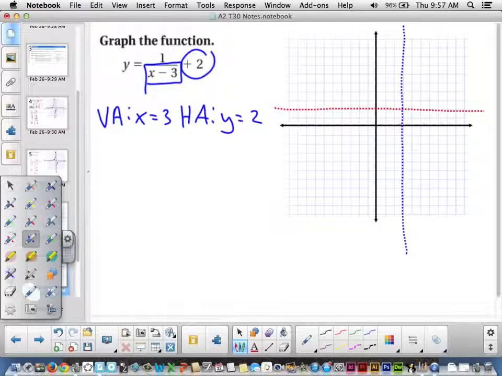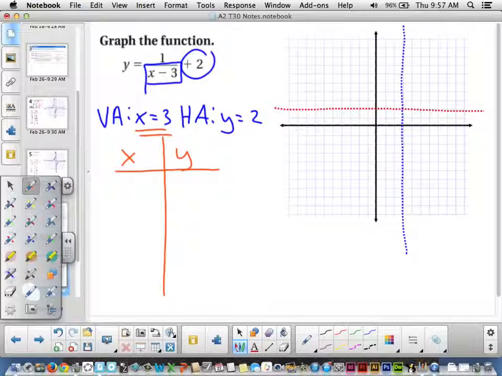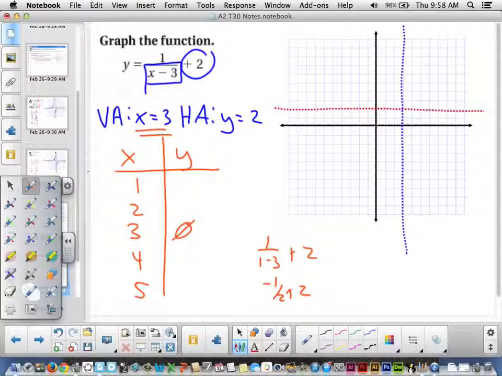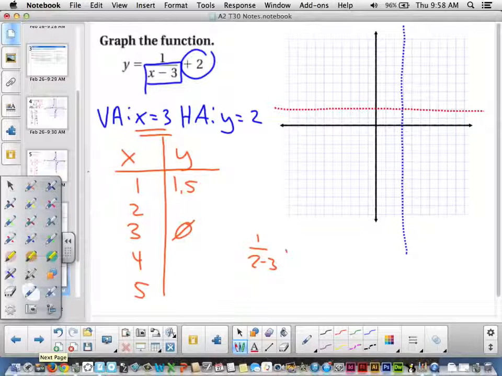We'll make ourselves a little XY table. Remember, we want to surround our vertical asymptote. So 3 will be a starting point. We'll do 4, 5, and 2, 1 on the other side. 3 does not exist because it's an asymptote. If we plug in the values, let's plug in 1. 1 over 1 minus 3 plus 2. This is -1/2 plus 2. That's 1 1/2. If we plug in 2, we got 1 over 2 minus 3 plus 2. This is negative 1 plus 2 is 1.